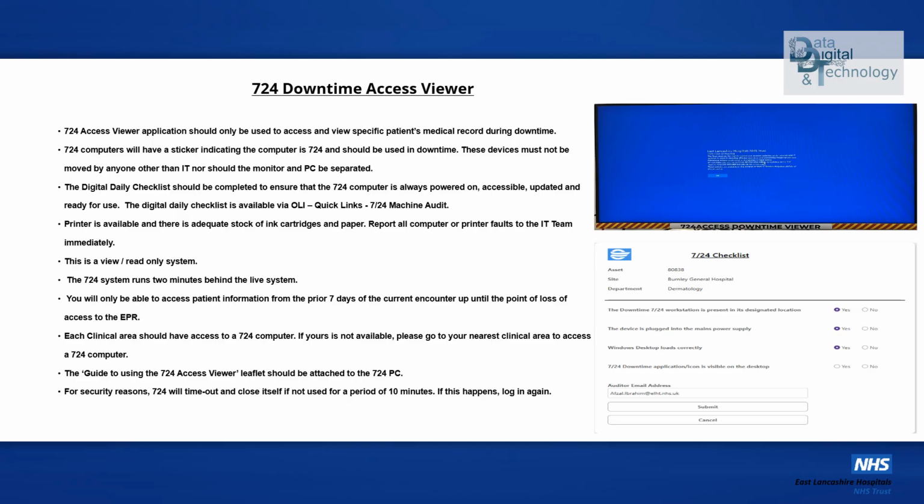The 724 Access Viewer is a read-only system and operates approximately 2 minutes behind the live system. Users can only access patient clinical information from the previous 7 days of the current encounter, up to the point EPR access is lost. Each clinical area should have access to a 724 computer. If one is unavailable, use the nearest clinical area's computer. For security purposes, the system will automatically time out after 10 minutes of inactivity.